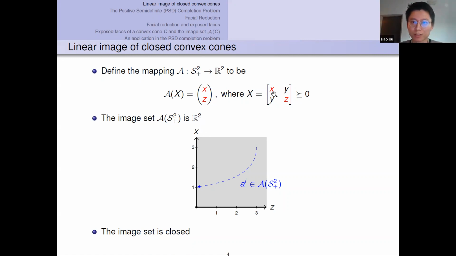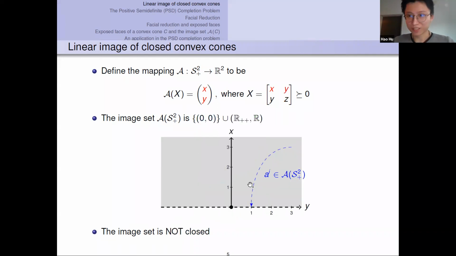Because you can take any non-negative elements for X and Z, and simply set Y equal to 0, and this is positive semi-definite. Now this set is clearly closed in this case. The linear image is closed. To see that the image is closed, you simply take a sequence in the image set, which has a limit, and we have to show that the limit remains in this set, and this is clearly the case here. So the image set is closed.